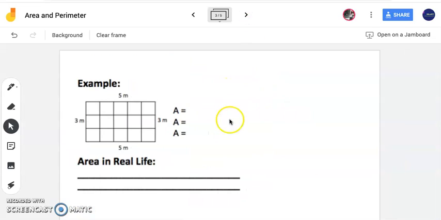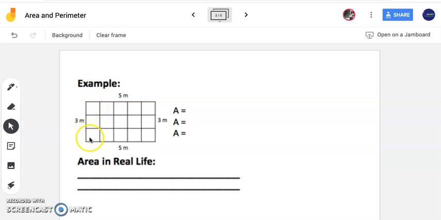Now, in this example here that Miss Muley just discussed with you, notice they gave us 5 meters. We determined 5 meters by counting the square units that we see. 1, 2, 3, 4, 5. So here my length is 5 and my width is also 3. How did we get 3? We simply counted the square units.